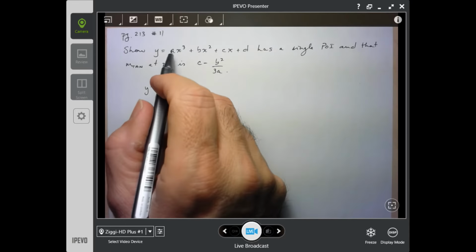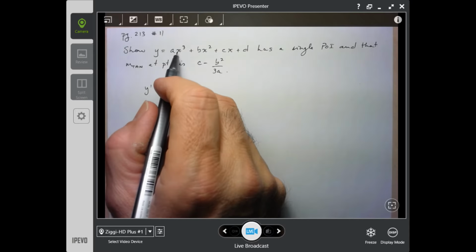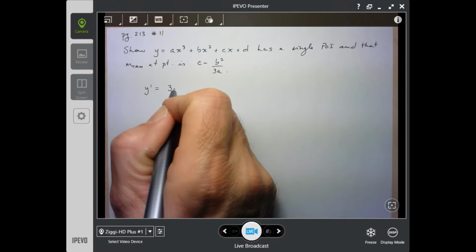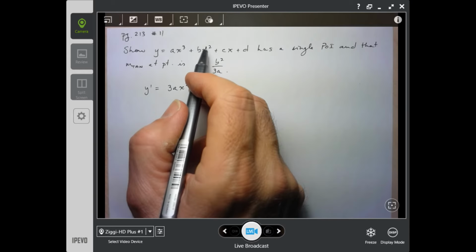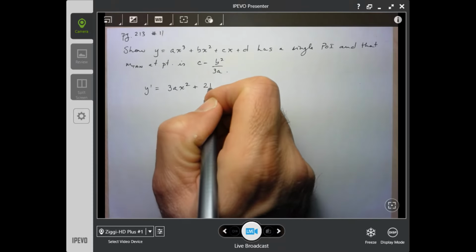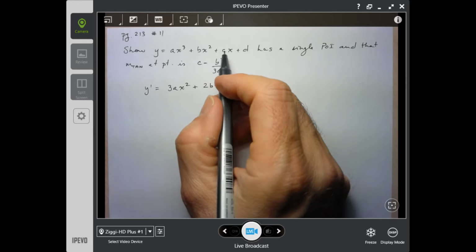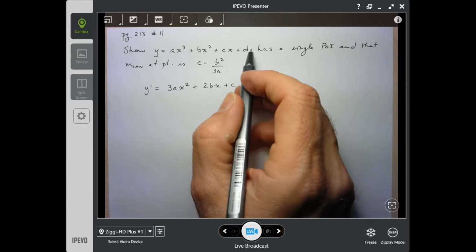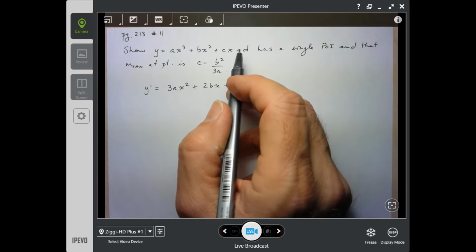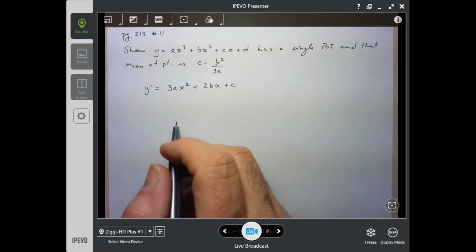So here, a is just a constant, so it's just a times 3x squared, so 3ax squared, plus, again, b is a constant, so derivative of x squared 2x, so plus 2bx. Here, c is just a constant, derivative of x is 1, so plus c, and the derivative of a constant is 0, so that disappears altogether.